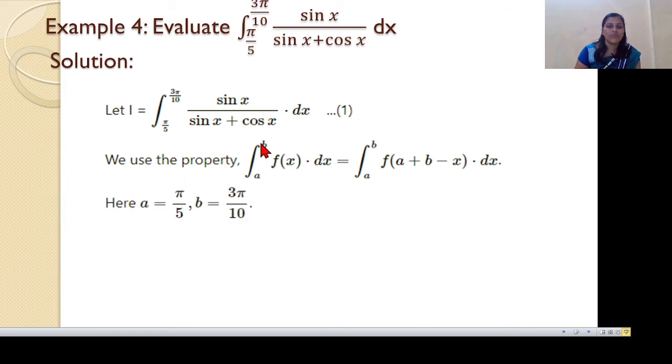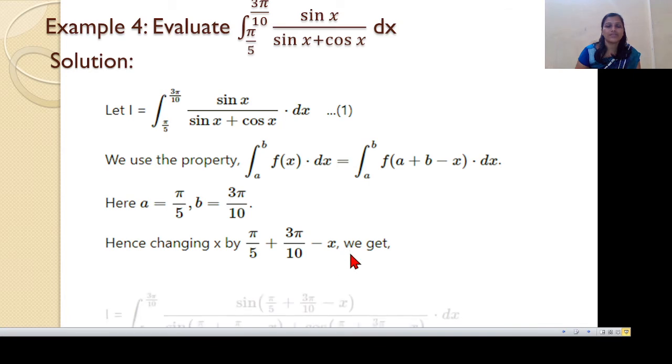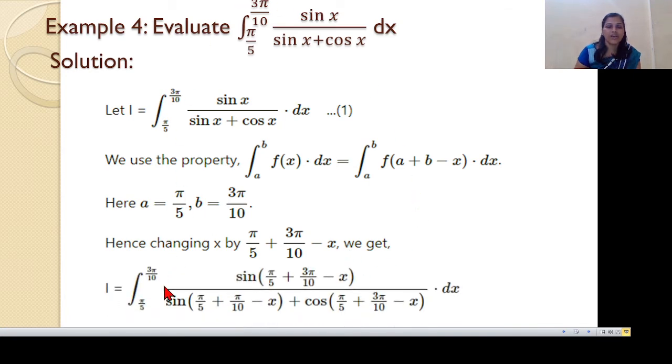So you have to replace this x with the value a plus b minus x. In this example, you can observe that here a is equal to pi by 5 and b is equal to 3 pi by 10. So you have to replace the variable x with the value pi by 5 plus 3 pi by 10 minus x. So we get the step as I is equal to integral from pi by 5 to 3 pi by 10, and the values of x will be replaced by this value. So this step appears.